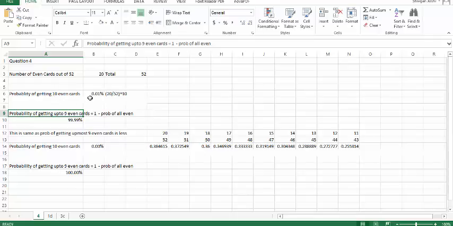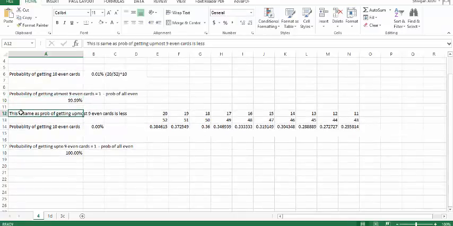So the probability of getting 10 even cards when you are not replacing it. If I assume that there are 20 even cards out of 52, which is 5 in each color, it's 20 over 52 to the power 10. The probability of getting up to or at most 9 even cards is 1 minus the probability of getting all even.